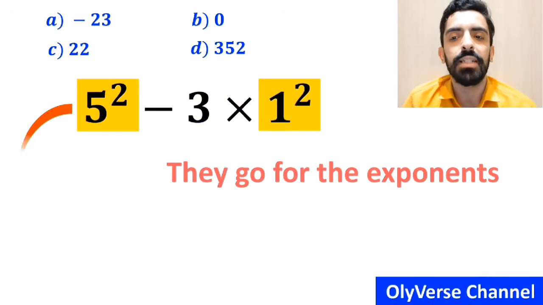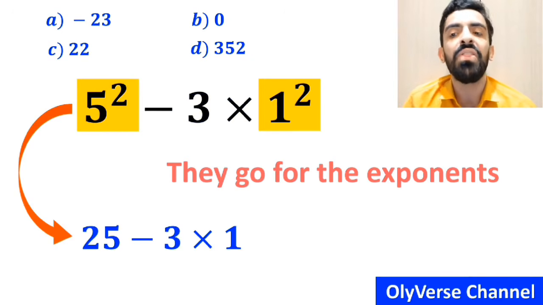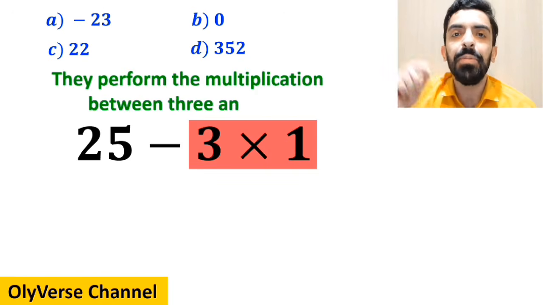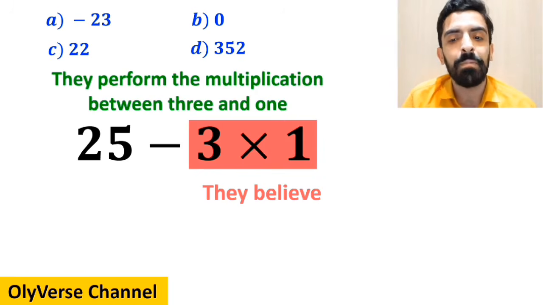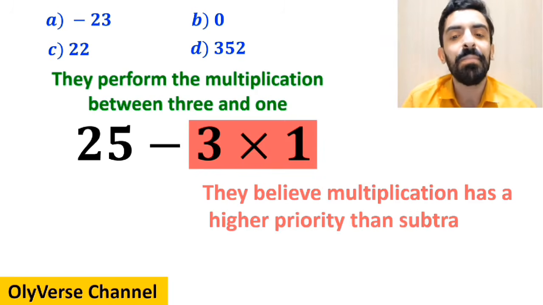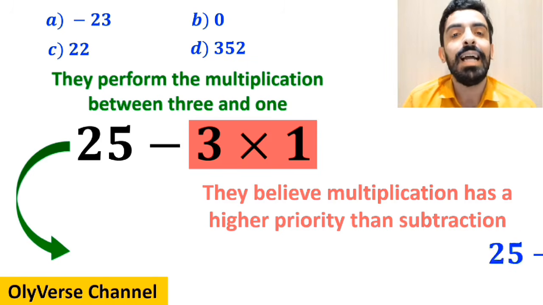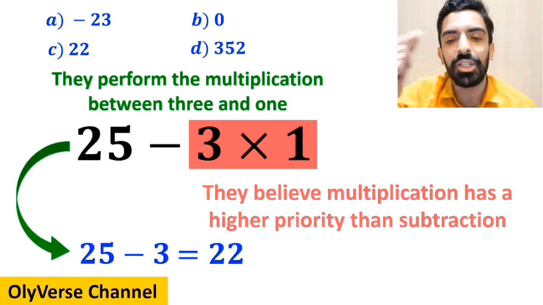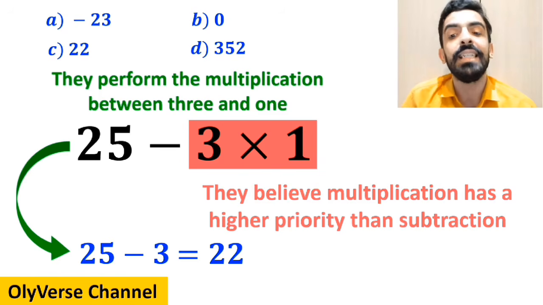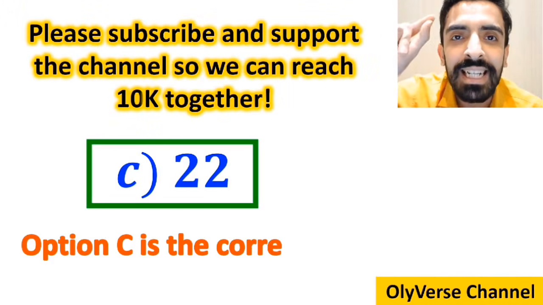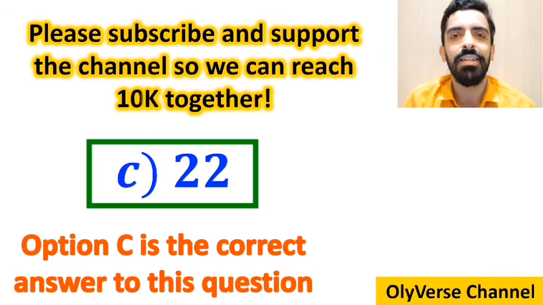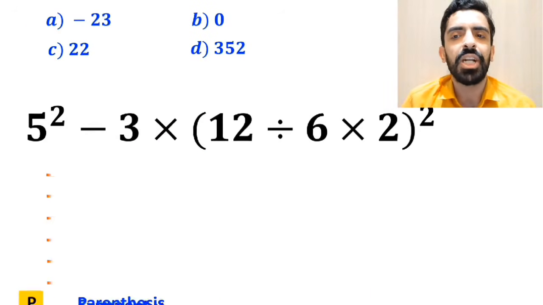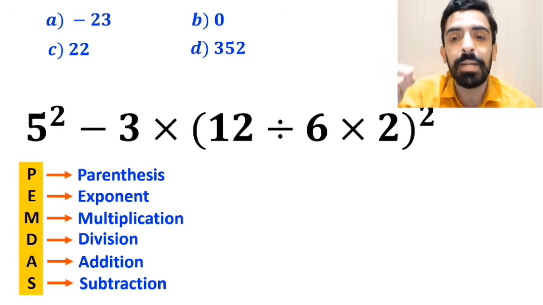Then, they go for the exponents and write this expression as 25 minus 3 multiplied by 1. And the final step, they perform the multiplication between 3 and 1 because they believe multiplication has a higher priority than subtraction. And this expression simplified to 25 minus 3, which ultimately gives them the answer 22. And immediately, they conclude that option C is the correct answer to this question. However, that's definitely wrong. To solve this question, we must carefully follow the PEMDAS rule step by step.